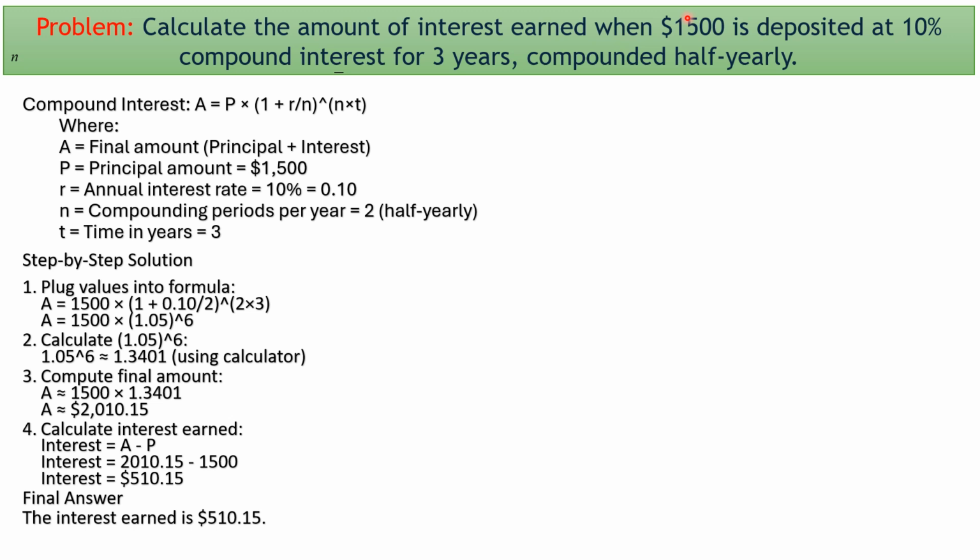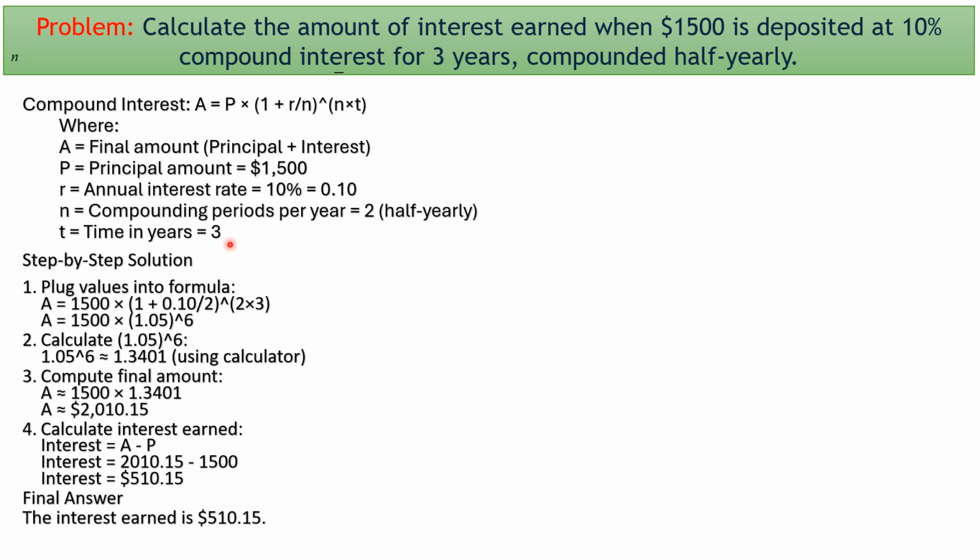1,500 is given in the question. Annual interest rate 10%, that is also available in the question. 10% is equal to 0.10. N is equal to the compounding interest periods per year. So that is also given in the question, half yearly. So interest is compounded half yearly means yearly twice. N is equal to 2. T is equal to the time period, that is the total investment duration, holding period. So the deposit period is for 3 years. So T is equal to 3.